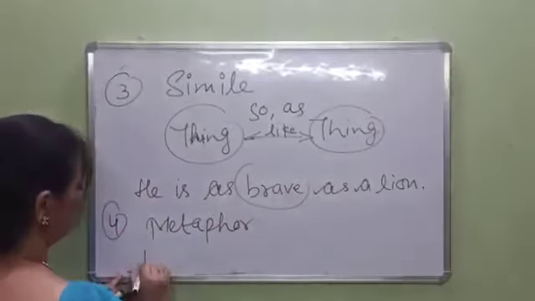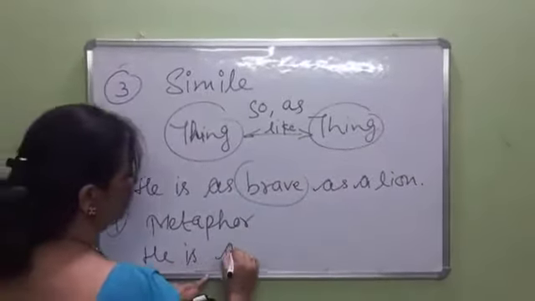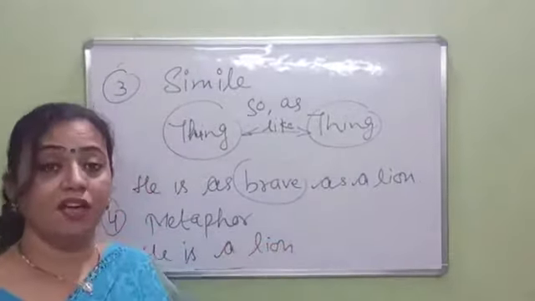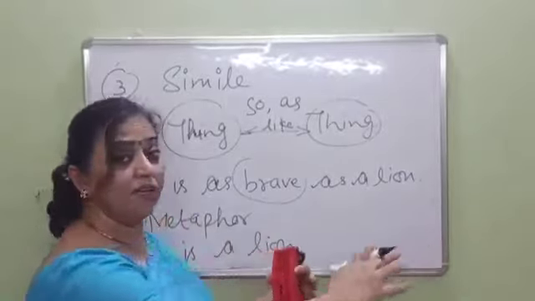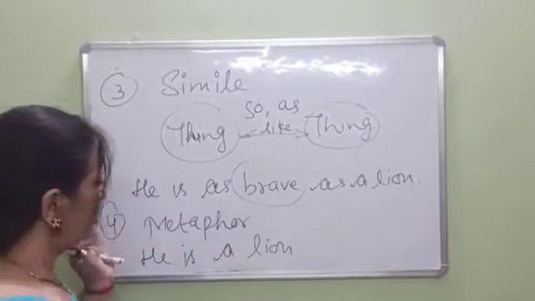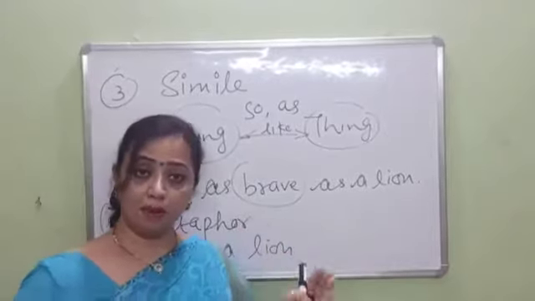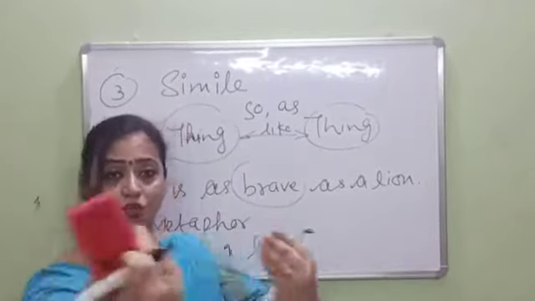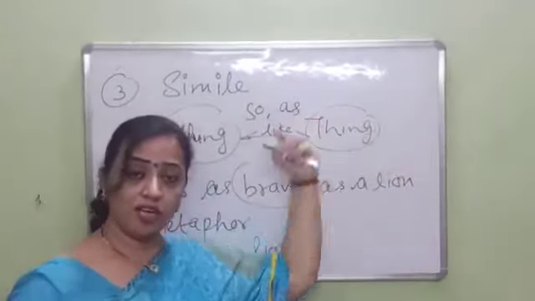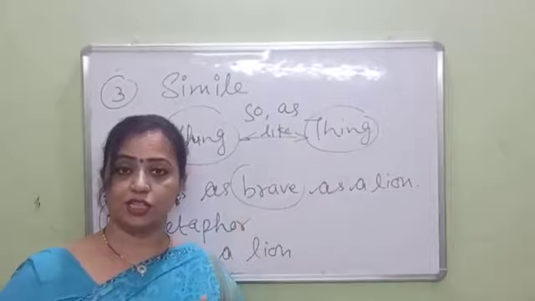He is as brave as a lion. But if I say he is a lion, it means there is no doubt about that. I have implied the bravery on that person, the lion's bravery on him. So metaphor is where the comparison is given in an indirect way, but in simile the comparison is given in a direct way. So again, both figures of speech are related to each other.